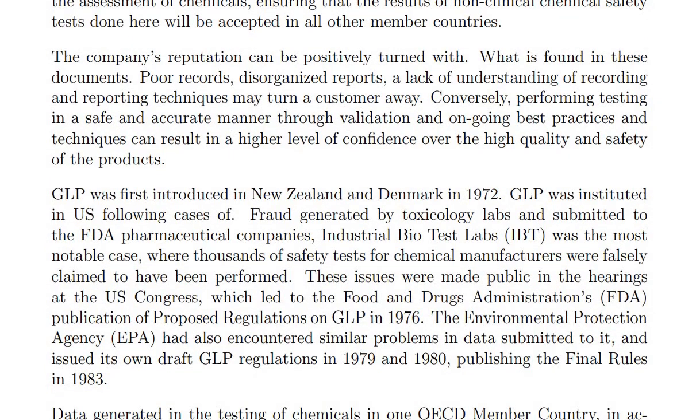GLP was first introduced in New Zealand and Denmark in 1972. US GLP was instituted following cases of toxicology labs and pharmaceutical companies and industrial test labs, the most notable cases where thousands of safety tests for chemical manufacturers were falsely claimed to have been performed. These issues were made public in hearings at the US Congress, which led to the Food and Drug Administration's publication of proposed regulations on GLP in 1976. The Environmental Protection Agency had also encountered similar problems in data submitted to it and issued its own draft GLP regulations in 1979, publishing the final rules in 1983.